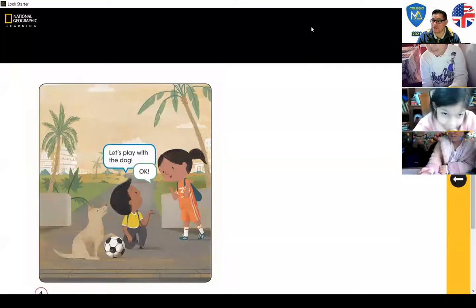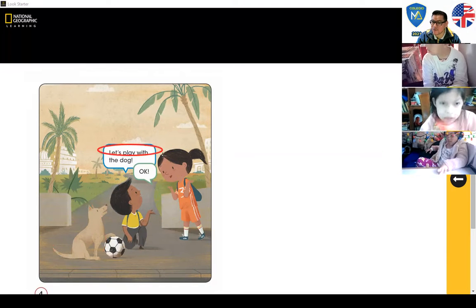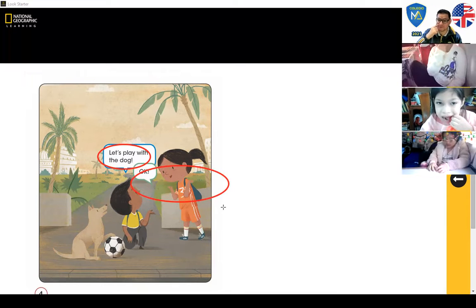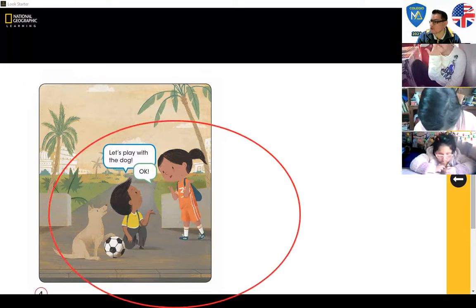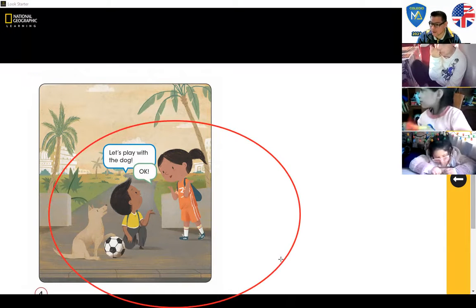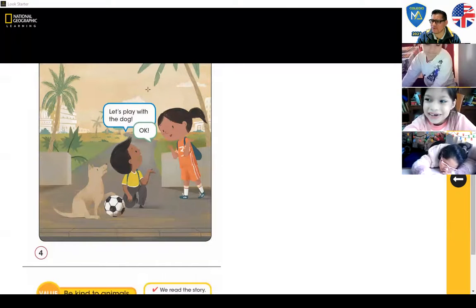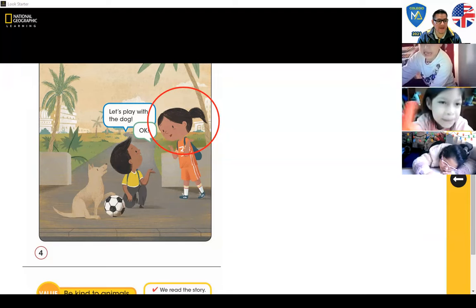Oh, now here is the dog, the boy, and the girl. And what does the boy say? The boy says, let's play with the dog. And the girl says, okay. Entonces el boy le propone jugar también con el dog, ¿verdad? Let's play with the dog. Juguemos todos, ¿no? You and the dog. Okay. And now, how is the girl now? The girl is happy or is still sad? Happy. Oh, now the girl is happy. Very good. The girl is happy now.